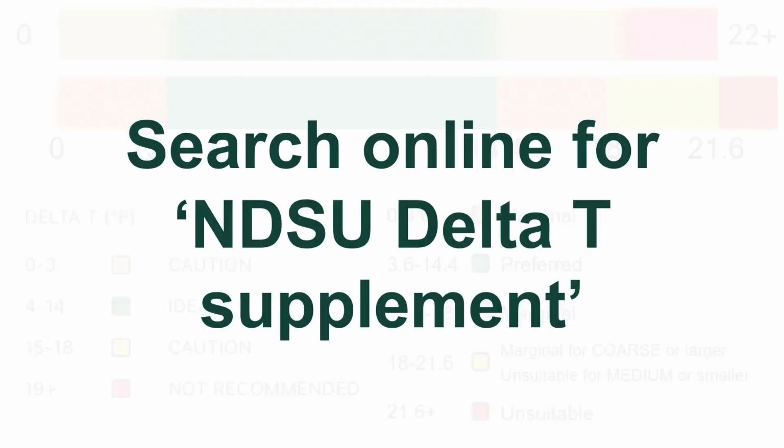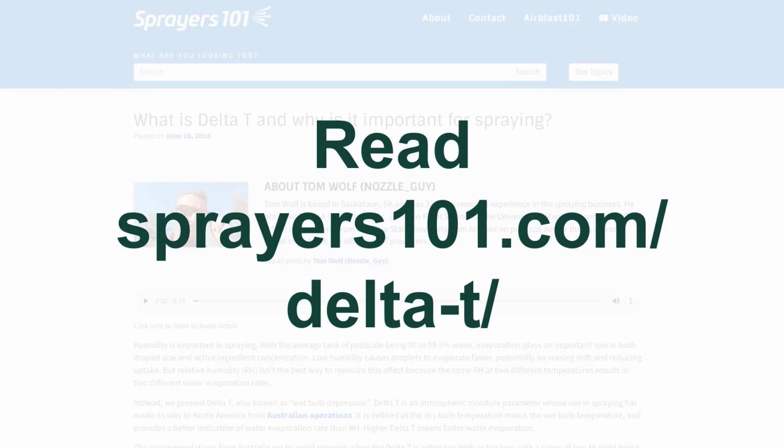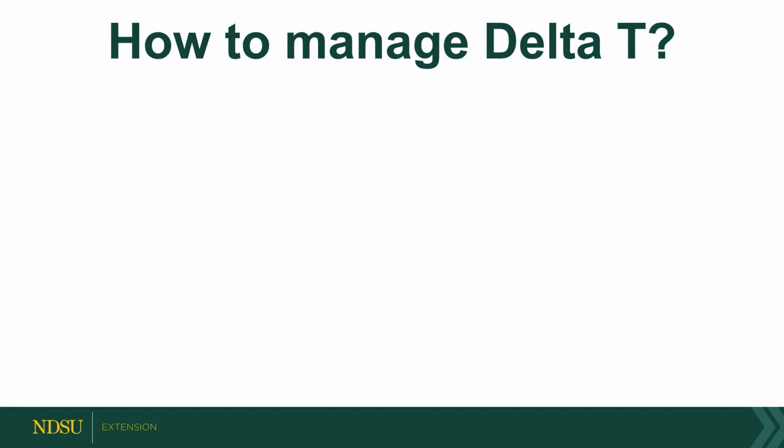I can only cover this in a shallow amount of depth. To learn more about this, search online for the NDSU Delta T supplement. Another great resource is sprayers101.com/delta T. The Sprayers 101 website is a fantastic resource on a whole host of different topics, and delta T is one of those topics. But summarizing those resources, how do you manage delta T?